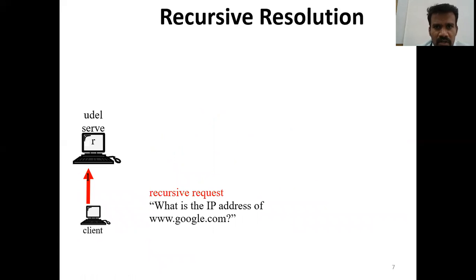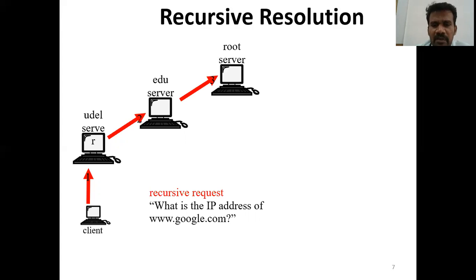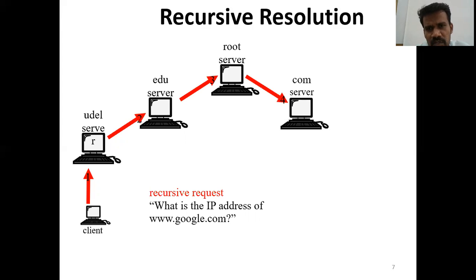So if you look into the recursive resolution, each time it never comes back to the client. So first, the client sends what is the IP address of google.com. It sends to the UDL server. So the UDL server doesn't know the IP address. Then automatically the UDL server sends to one more server, which is nothing but an EDU server. The EDU server doesn't know the IP address. Then the EDU server sends a signal to one more server, which is a root server. So the root server doesn't know the IP address of that particular google.com. Then it sends to the COM server.